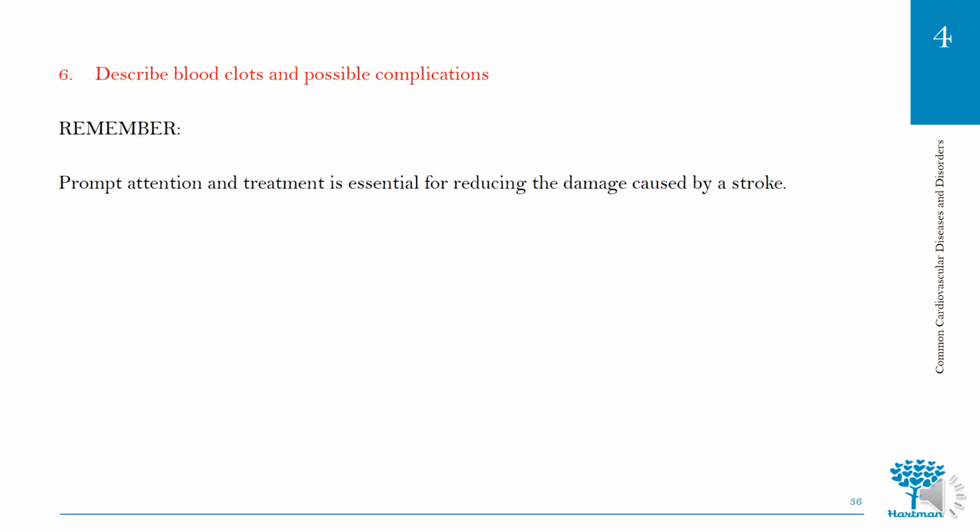So prompt attention and treatment is essential for reducing the damage caused by a stroke. So for immediate intervention, oftentimes you see them go in and they administer a clot busting agent. Most of the time it's TPA, but there are other medications they could administer as well. They administer these medications rapidly through IV so that the clot can break up and there's not long-term major damage. There still may be damage, but it may not be long-term major damage.